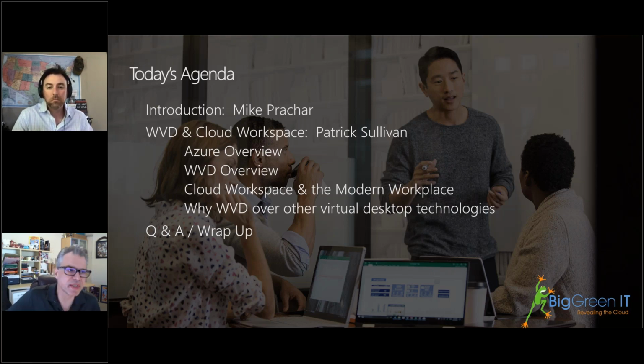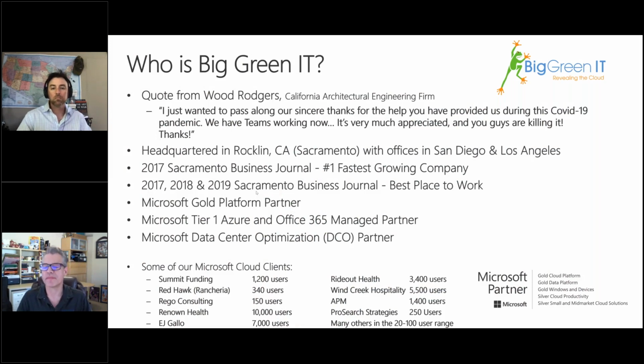All right, so Big Green IT, who are we? We're a company based just outside of Sacramento, California. We serve Northern and Southern California, as well as Nevada. Now with Azure and Microsoft 365, we're handling a lot more business all across the country and even around the world, since so much more of our work is remote. Everybody's work has been a lot more remote over the past several months, but for us, this has been a way of life for quite a long time.